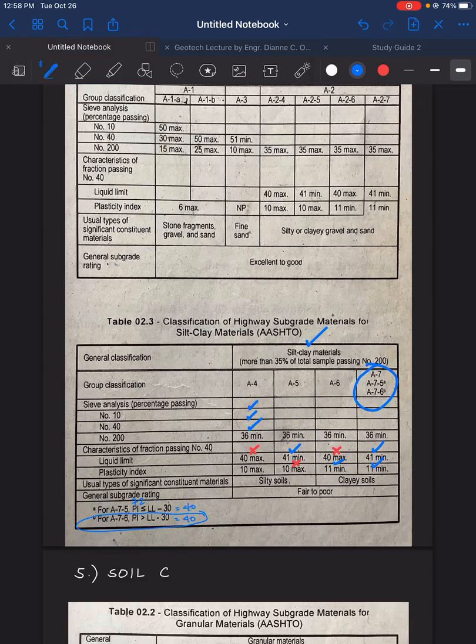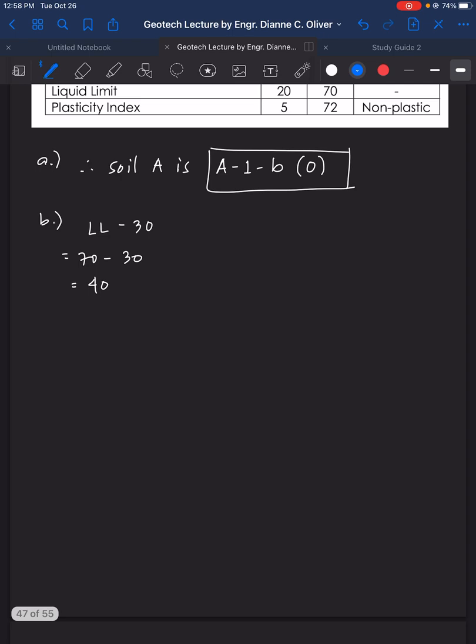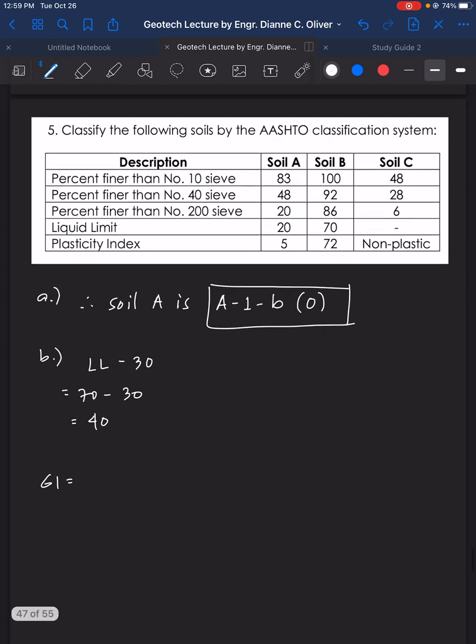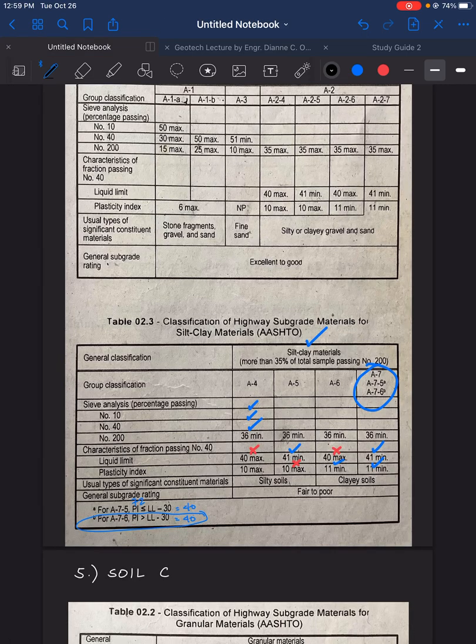Okay? So we need to solve for the GI. Okay? Let's write the formula for GI. GI is equal to... Oh, so... Okay, so there's a clarification here. It's 32. So from our copy, it should be 32. Soil B has a plasticity index of 32. So that's it.